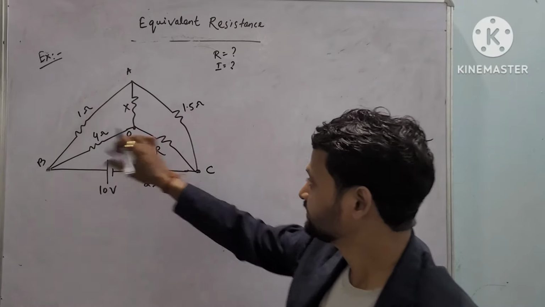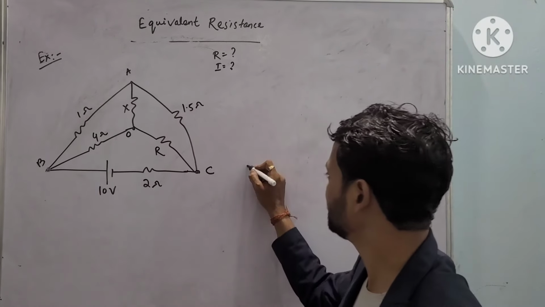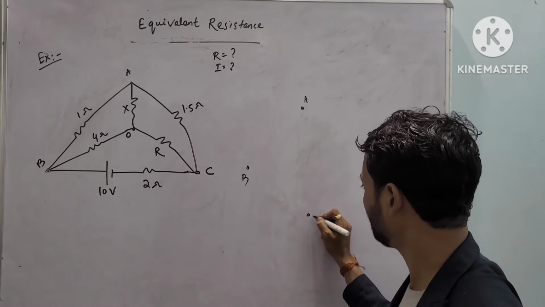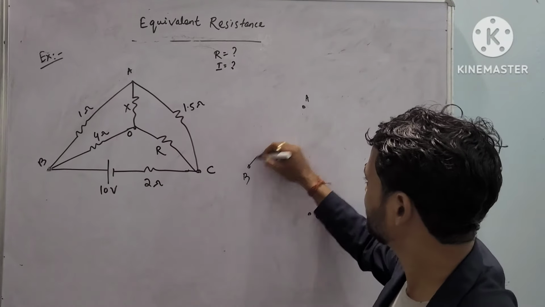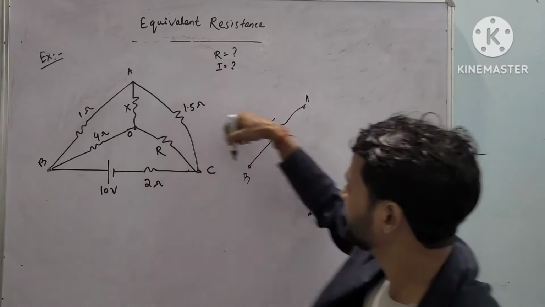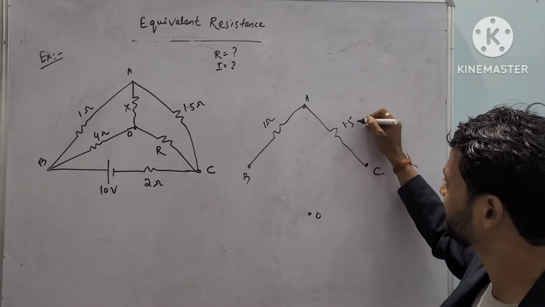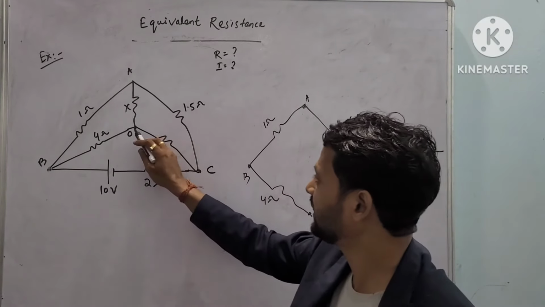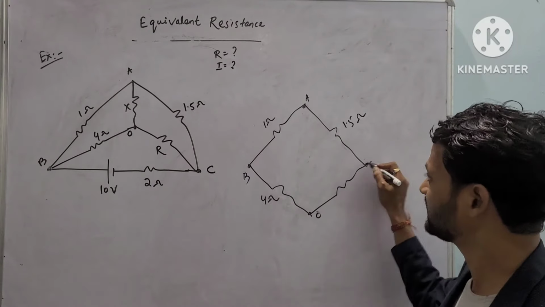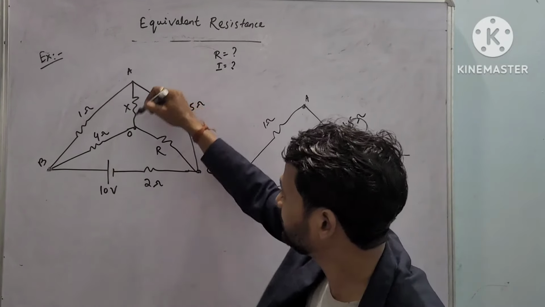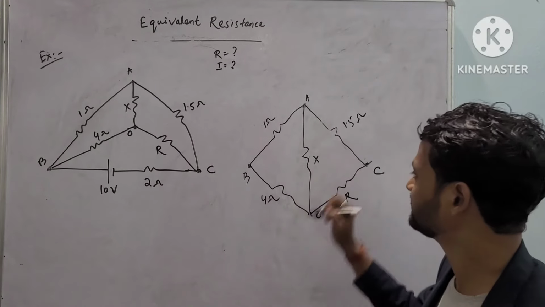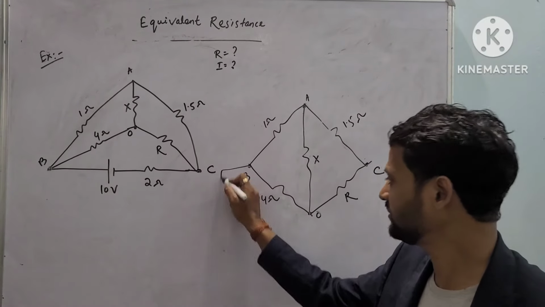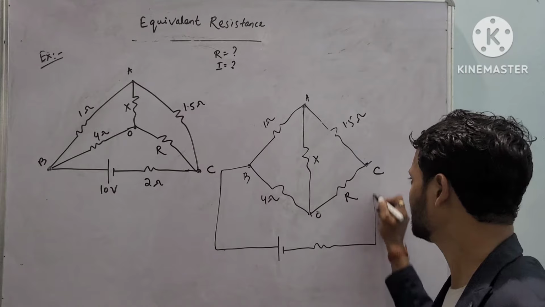So here, let us consider these 2 points B and C, and A and O. In between B and A there is a resistance, and in between A and C there is one more resistance of 1.5 ohm. Between B and O there is a resistance of 4 ohm, and from O to C there is another resistance of R ohm, and from A to O there is a resistance of X ohm, right? In between B and C there is a power supply of potential difference 10 volt with a resistance of 2 ohm in series with it.